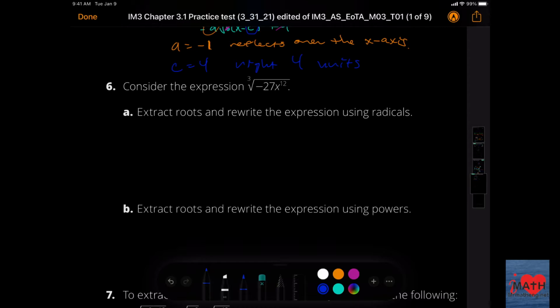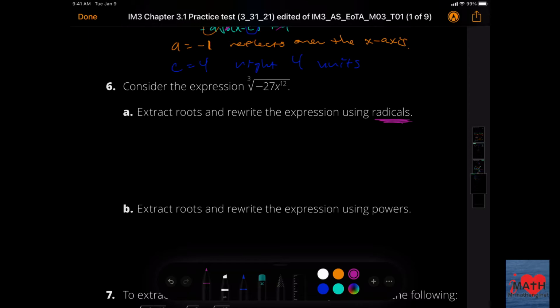Number 6. Consider this expression. Cube root of negative 27 x to the 12th power. Extract roots and rewrite the expression using radicals. So my answer has to be a radical, and I'm just using radicals. Okay? So how would I do that?